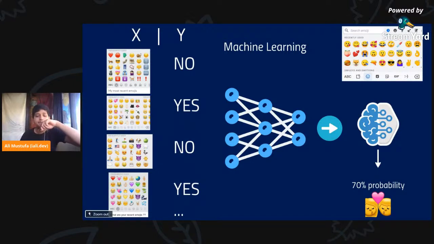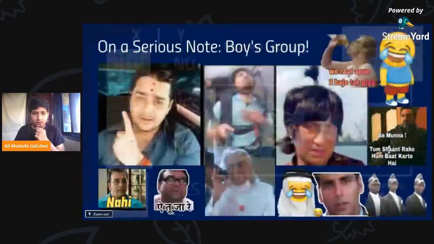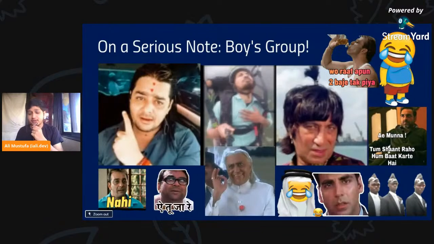Okay, so I'm not going to go much deeper, I'm going to give you more insights later as well. So on a serious note, by the way, this is how the boys group looks like.